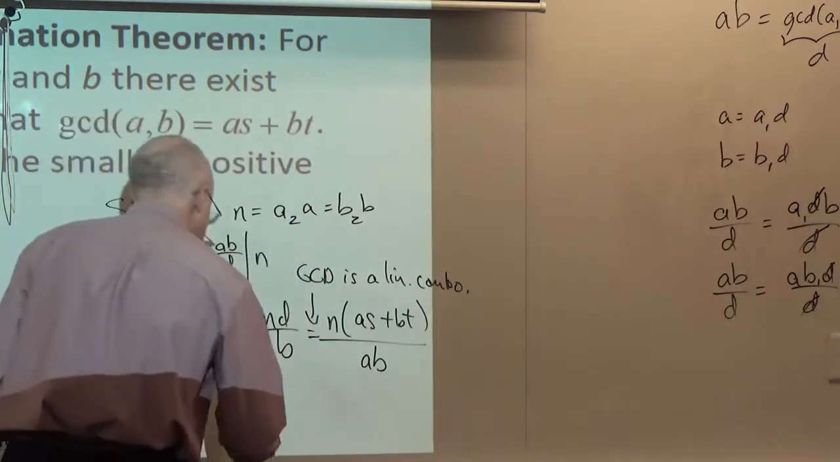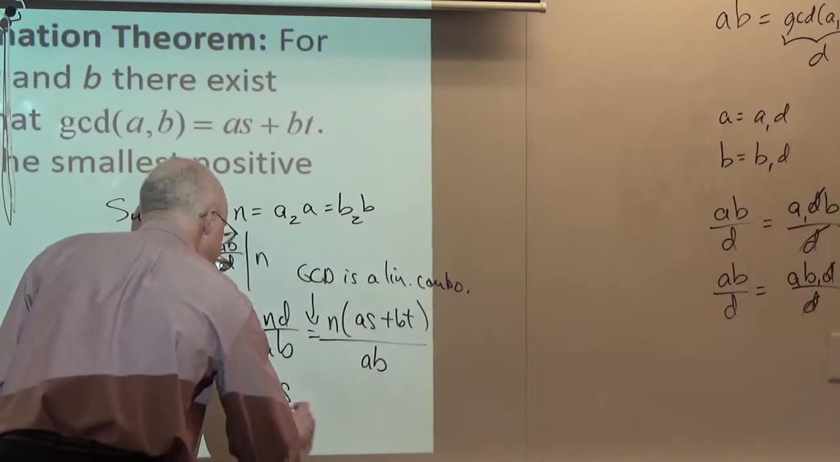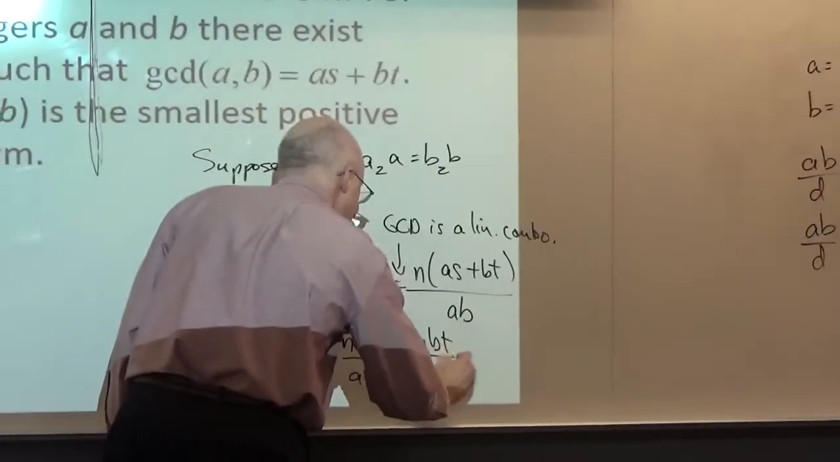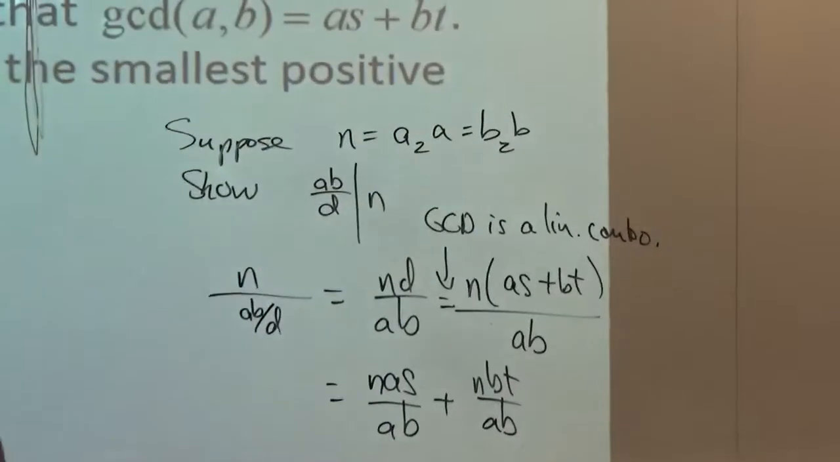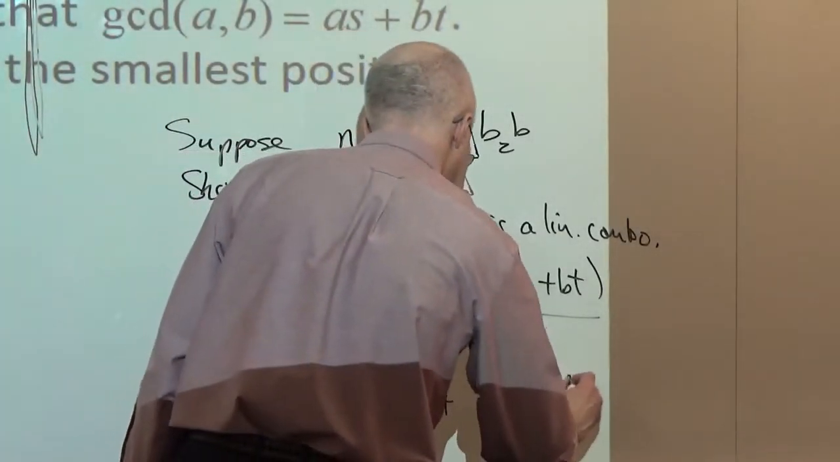Try to simplify it. Does it simplify? You can separate it into the sum of two fractions. What am I hoping about this? I'm hoping it's really an integer. That's what I'm hoping. Is it? Well, the A's cancel here and the B's cancel there.